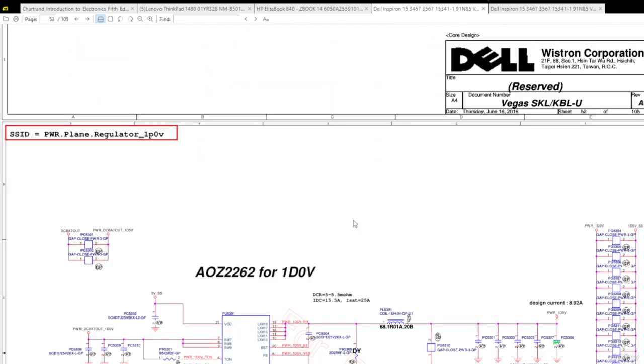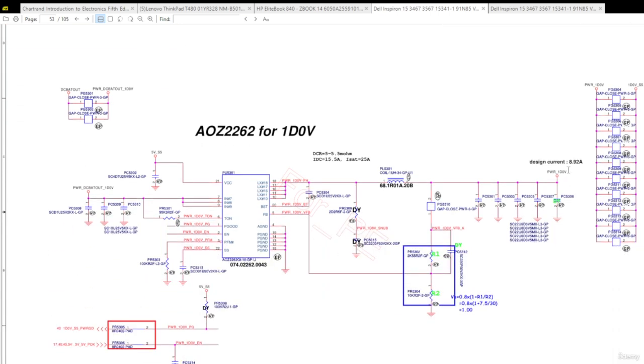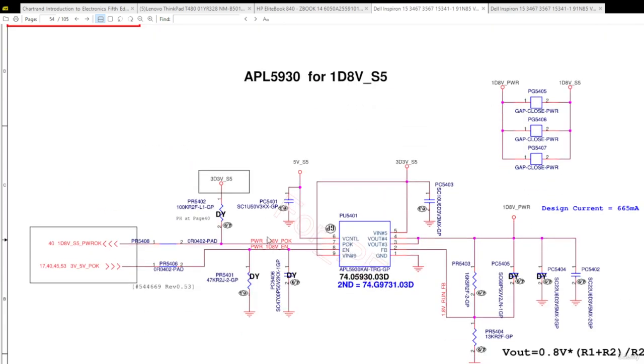Then we go to the next page. You see there is a plane regulator for 1.0. So this one makes 1.0, which powers up the chipset. Then here we have 1.8 S5, how it is made, which chip makes that voltage.